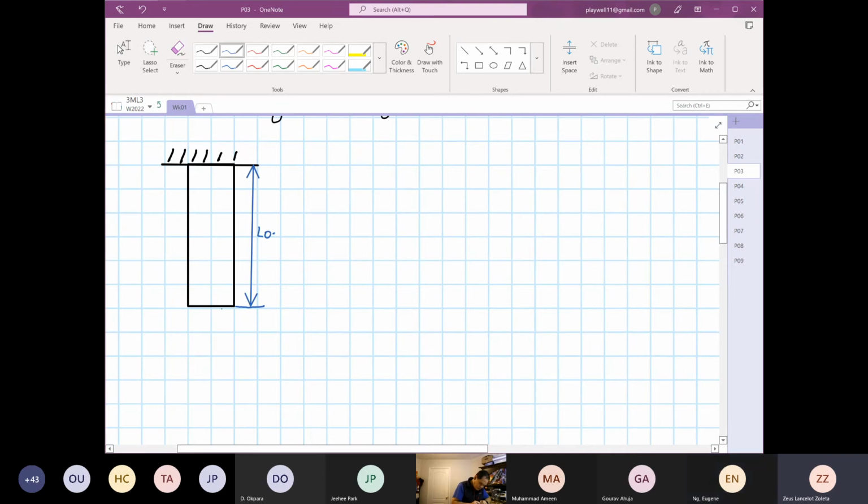Over here, this is our A, which is our cross-sectional area. So there's no load. And I'll draw our centroid. So this is our centroid.